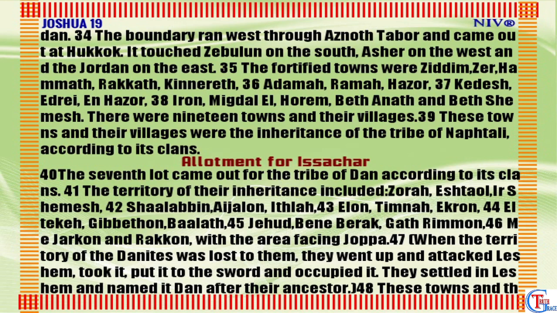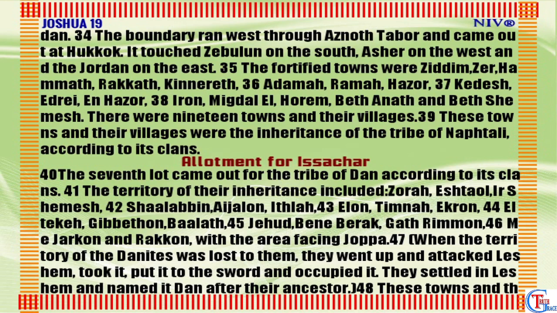The territory of their inheritance included Zorah, Eshtaol, Shemesh, Shealaban, Aijalon, Ithla, Elon, Timnah, Ekron, Eltekah, Gibeathon, Baalath, Jehud, Beni-Berak, Gath-Rimmon, Mejarkon, and Rakkon, with the area facing Joppa. When the territory of the Danites was lost to them, they went up and attacked Leshem, took it, put it to the sword, and occupied it. They settled in Leshem and named it Dan after their ancestor.